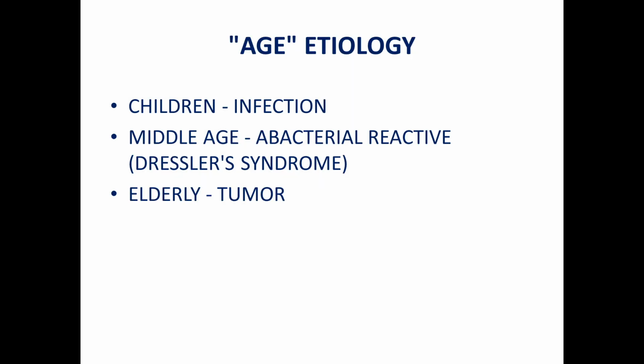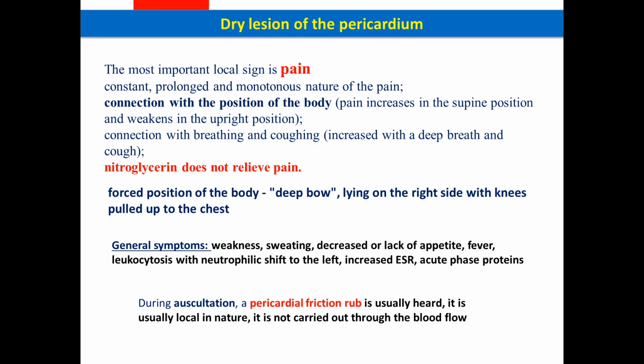As for age, the etiology in children is characteristically infectious. For middle age, mostly bacterial and reactive Dressler syndrome are characteristic. Etiological factors for the elderly: pericardial damage is mostly caused by tumor. And like pleural damage, pericardial damage has types: dry, and accumulation of fluid, or effusion, pericardial effusion.